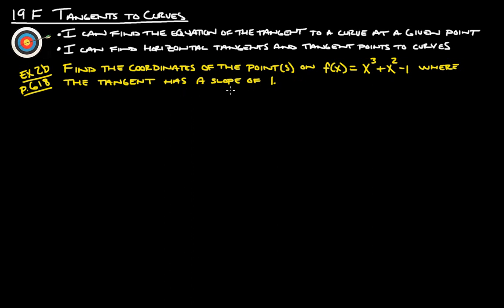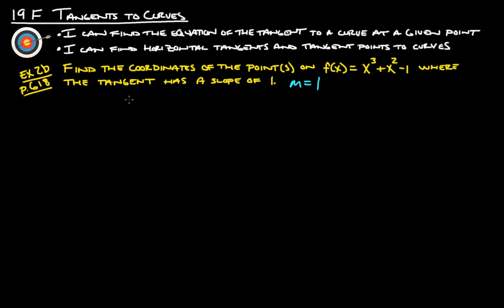All right. So it already has given us the slope. So we know that our slope equals 1. So we're going to basically just do the same thing we did on the example before. Again, we already know the slope. Sorry, we're trying to find the points where the tangent curve has a slope of 1.